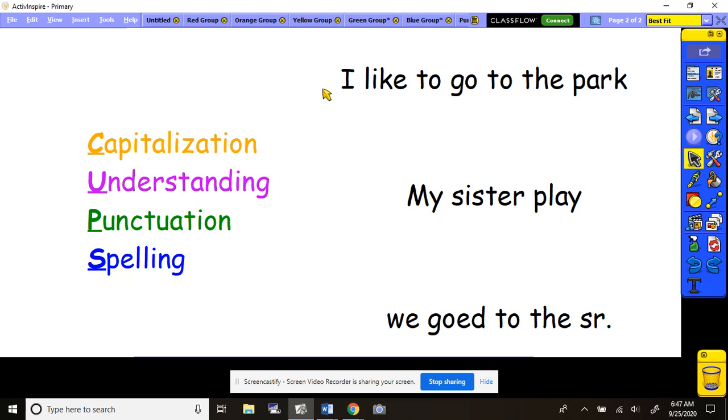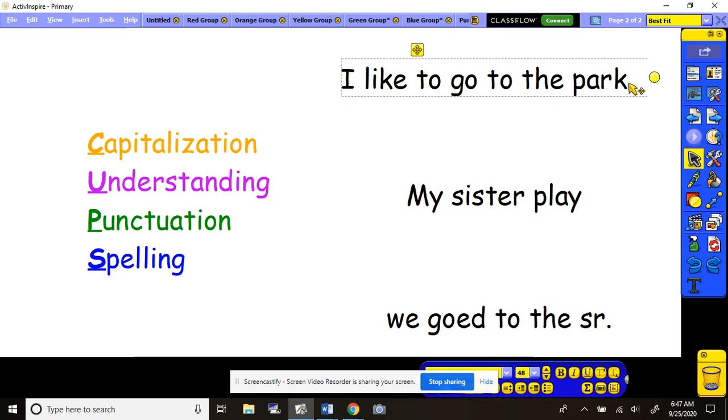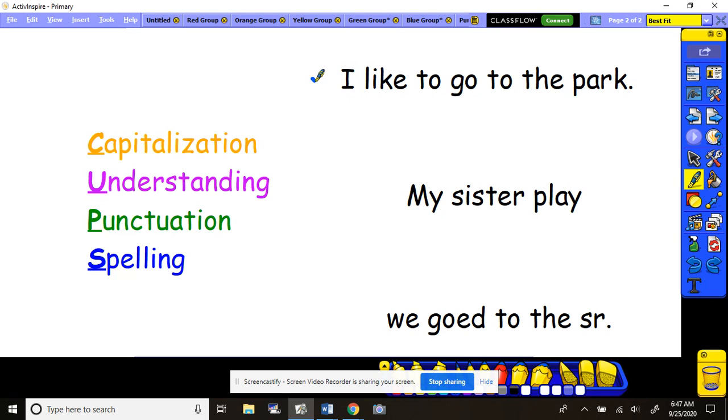Now, punctuation. Look at it and check and see if you have the correct punctuation. So in this sentence, I don't have anything over here at the end. I can put a period, because if I'm telling you something, I could put an exclamation mark if I'm really excited about telling you that I like to go to the park. I'm just going to put a period. And now I've fixed that sentence. That one is good to go. I'm going to put a check mark. We fixed that one.